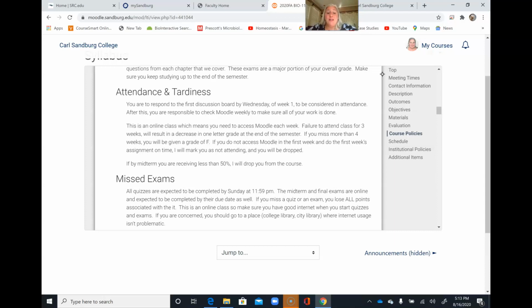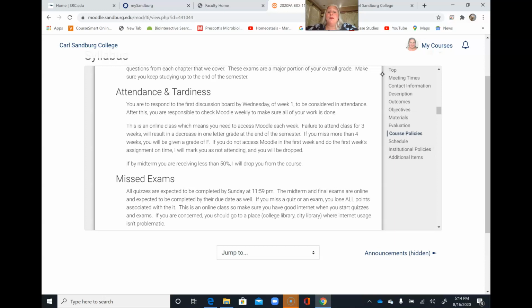And if by midterm you have less than 50% in the class, I will drop you. That typically means that you're not participating in the class, or there are so many problems that you're having with the class that maybe you need to evaluate what's going on and then come back later. If you have less than 50% at midterm, you're probably not going to be able to finish the class with a passing grade anyways.